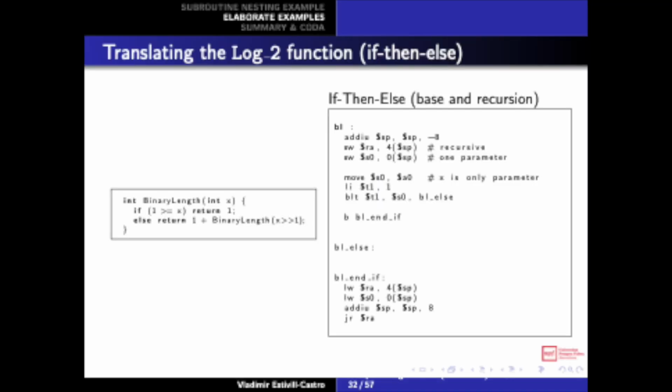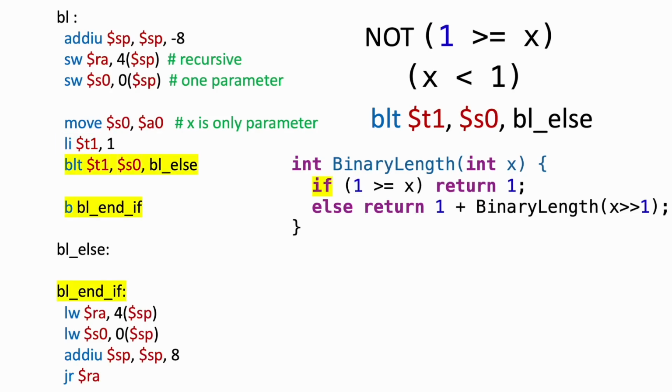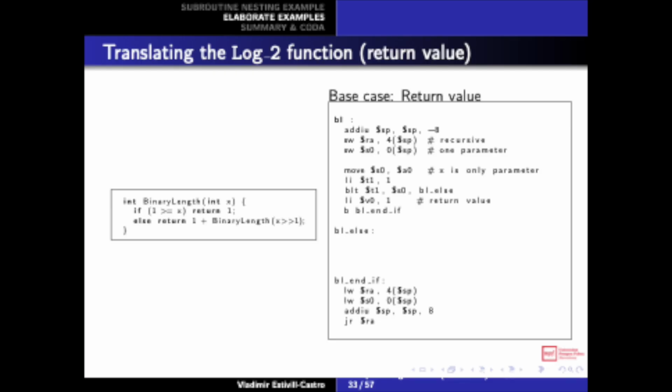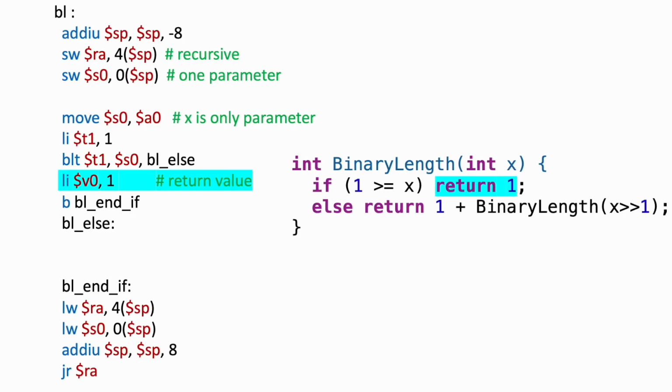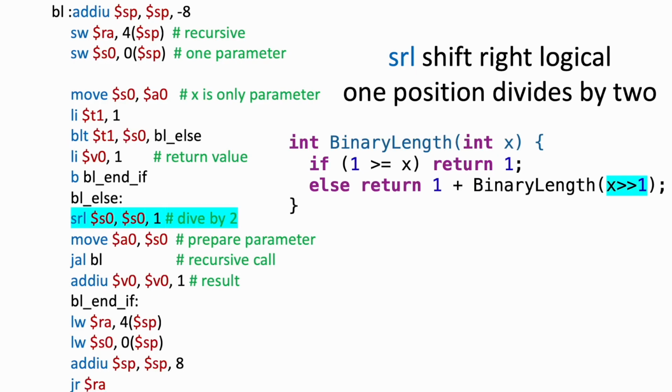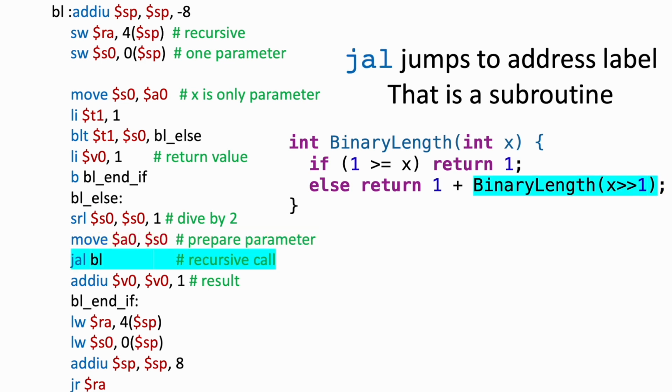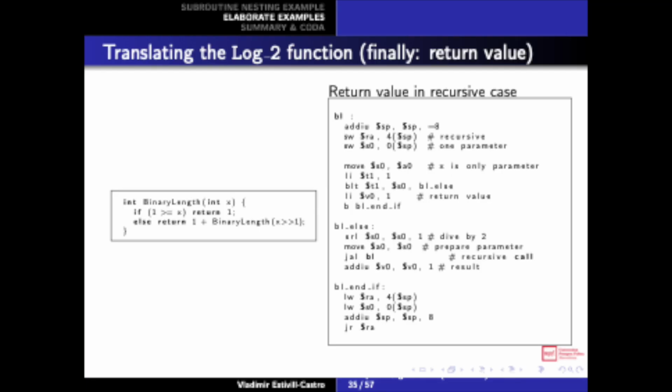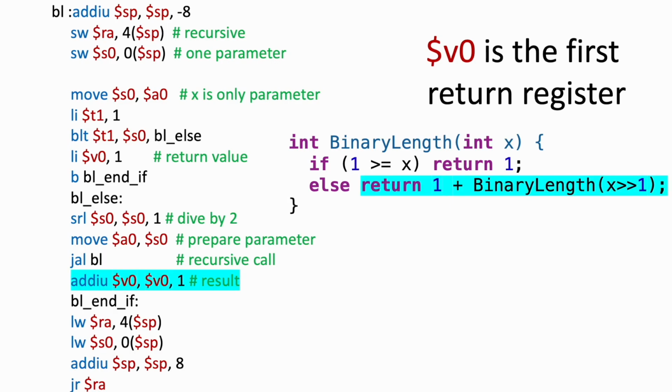The core is the if-then-else control structure, testing for the negation to jump to the else's label. The body of the then part is the exit of the recursion returning the value 1 in register $v0. We use shift right once for integer division by 2 and update argument register $a0 before the recursive call. After the recursive call, the result of this instance is 1 more than the result from the recursive call.